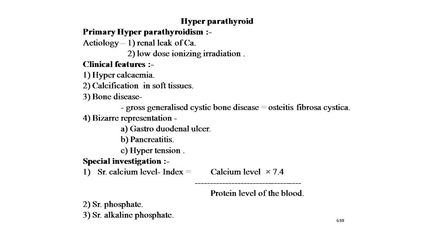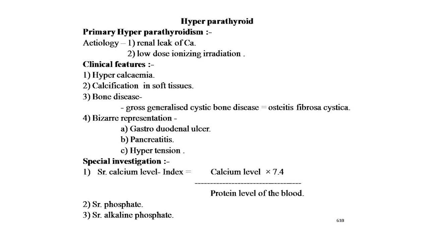Hyperparathyroidism, primary: etiology is a renal leak of calcium and low dose ionizing irradiation. Clinical features are hypercalcemia, calcification in soft tissues, bone disease, gross generalized cystic bone disease, osteitis fibrosa cystica, bizarre presentation, gastroduodenal ulcer, pancreatitis, and hypertension.